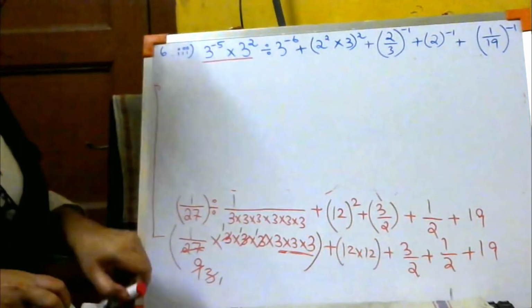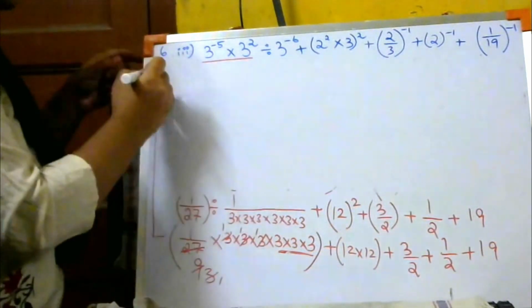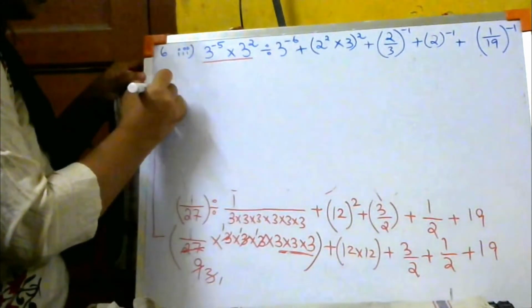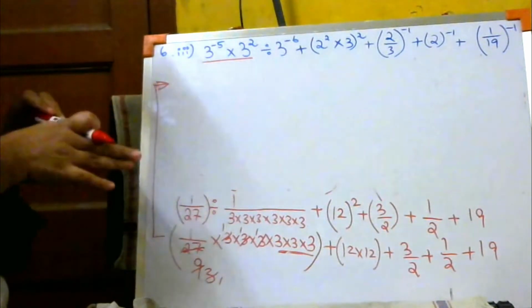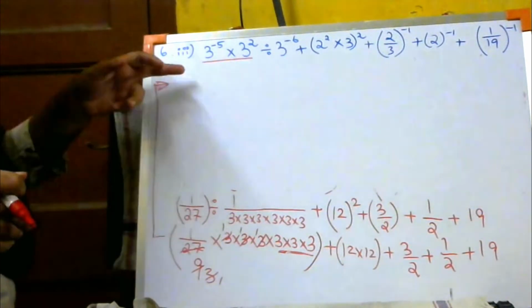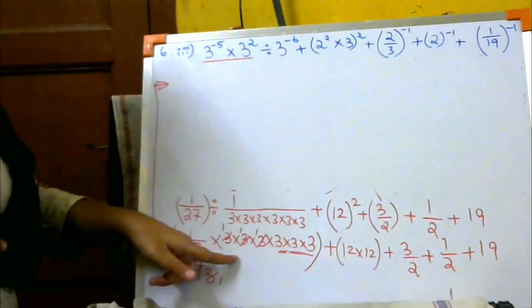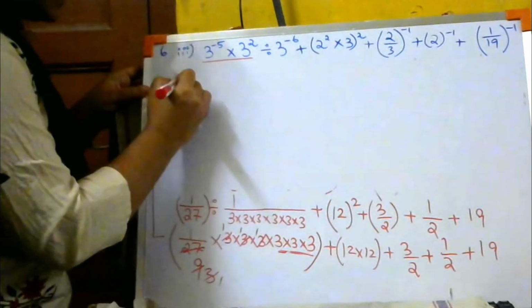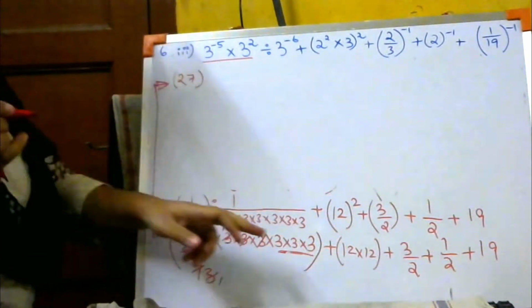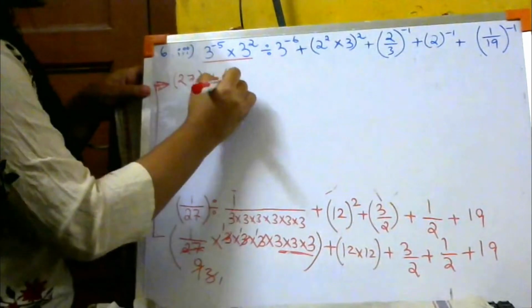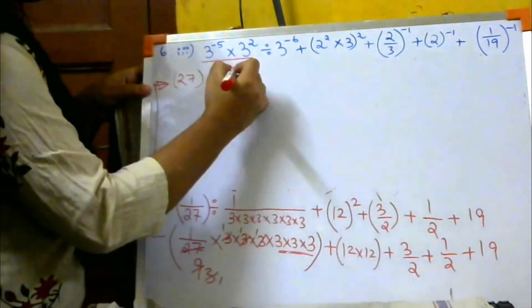You are going to pause the video and write it down in your copy, and then see the other part of the video. Okay, now let us from here, I'm going to write it over here. So here, how much was left inside the bracket? 27. So inside the bracket it was only 27. Outside the bracket plus 12 12s are 144.